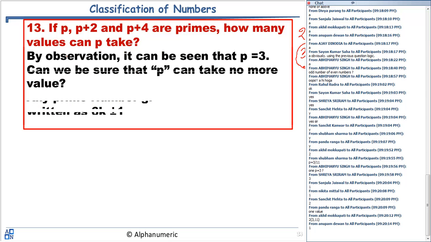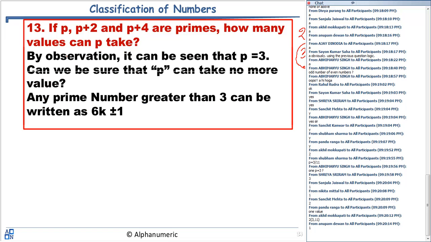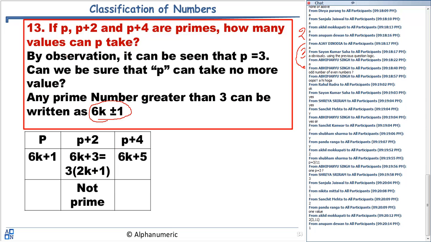So let's start with that. The first case: if I take P as 6k plus 1, the value of P plus 2 comes out to be 6k plus 3, and 3 is common. Now this is 3 into 2k plus 1. Since this number is written as a product of 2 numbers, it cannot be a prime. We don't need to check further, because 6k plus 3 is 3 into something, so 3 comes out common. So this number can never be prime, and this condition will not be satisfied.